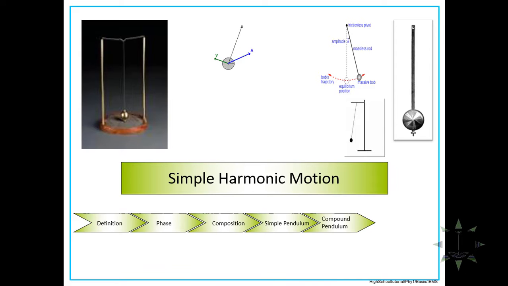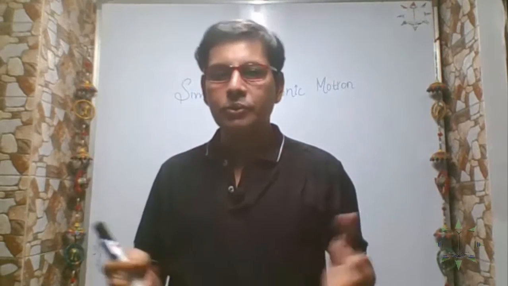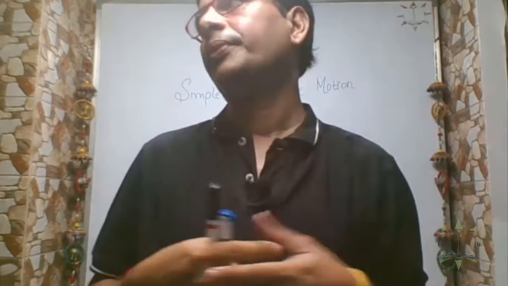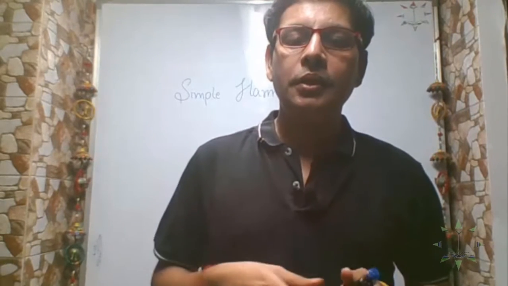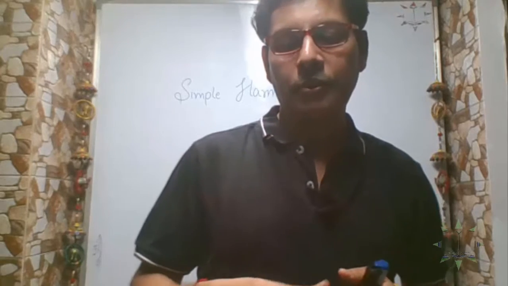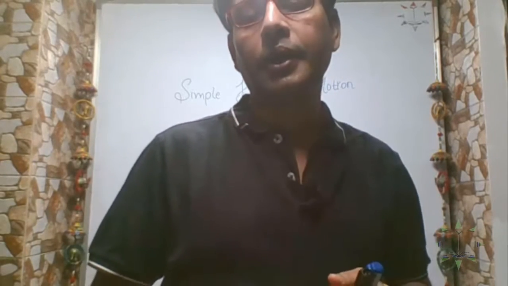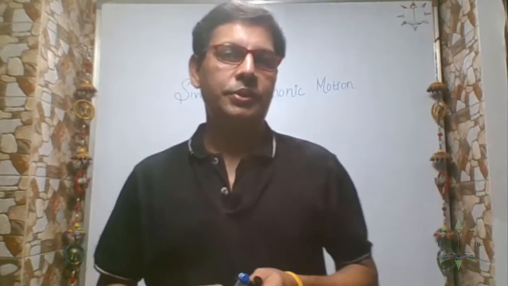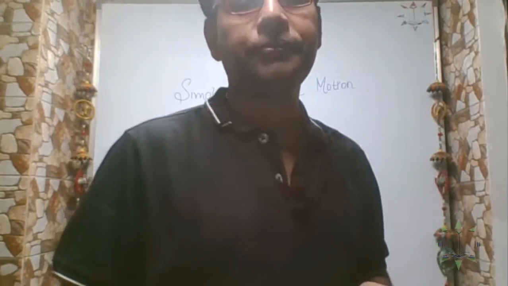Then we will discuss the phase of a particle which is executing simple harmonic motion. Then we will try to understand some calculation, but this is not in your syllabus, that is composition of linear simple harmonic motion, meaning when two simple harmonic motions are along the same line, and composition of rectangular simple harmonic motion. Then we will see what is a simple pendulum, what is a compound pendulum, and the energy of a particle in simple harmonic motion. Okay, so let's begin our journey.